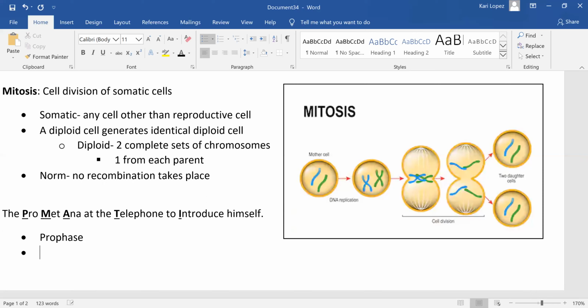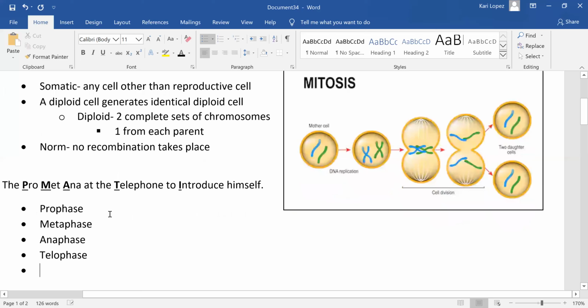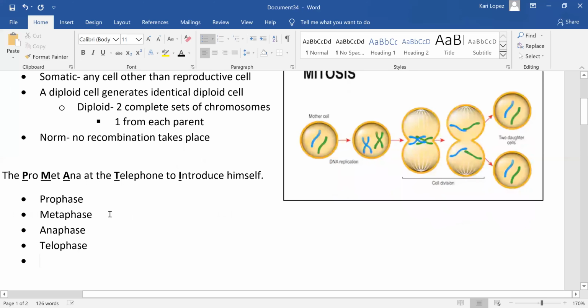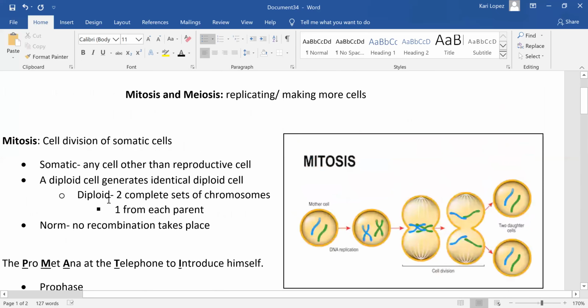So it starts with prophase, and then your pro, and then your M is going to be your metaphase. And then your A for Anna is going to be your anaphase. And then your telephone, your T is going to be your telophase. And then you'll have interphase for introduce. These are all part of mitosis.